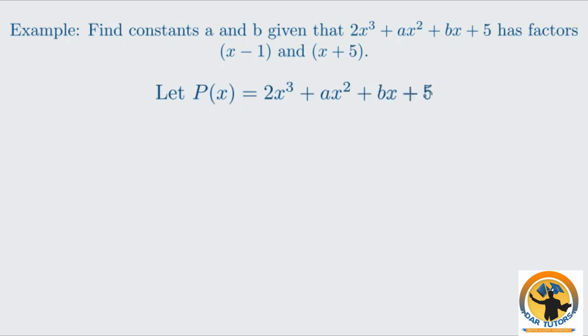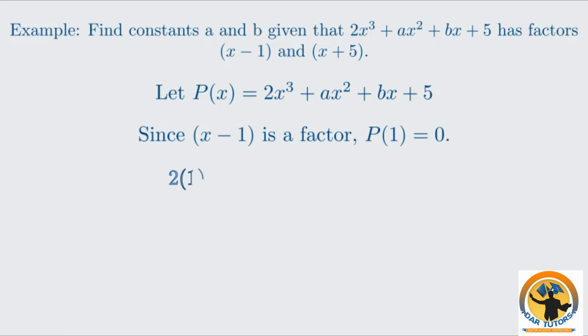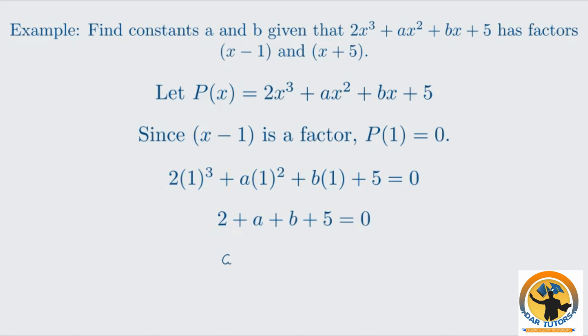Since x minus 1 is a factor, the factor theorem tells us that p of 1 must be 0. Substituting 1 into the polynomial, we get 2 times 1 cubed plus a times 1 squared plus b times 1 plus 5 equals 0. This simplifies to 2 plus a plus b plus 5 equals 0. Combining the constants, we get our first equation. a plus b equals negative 7.